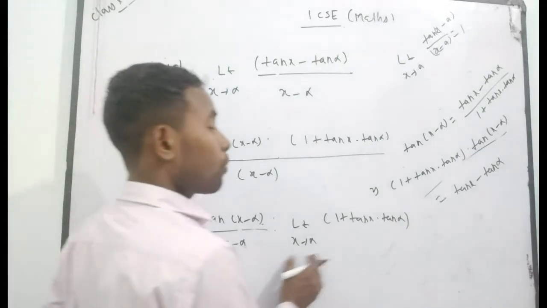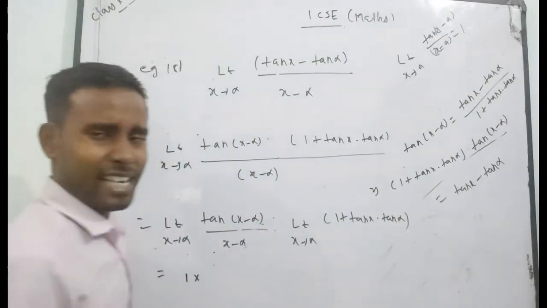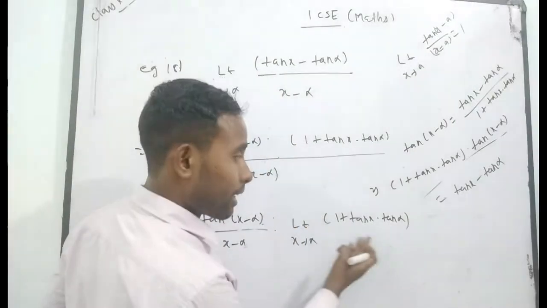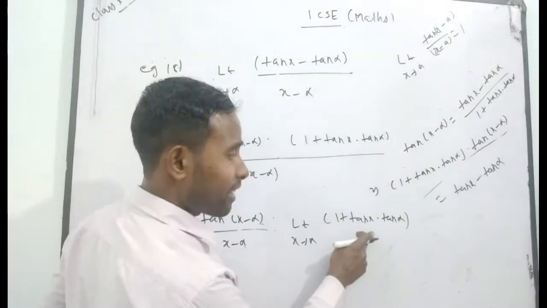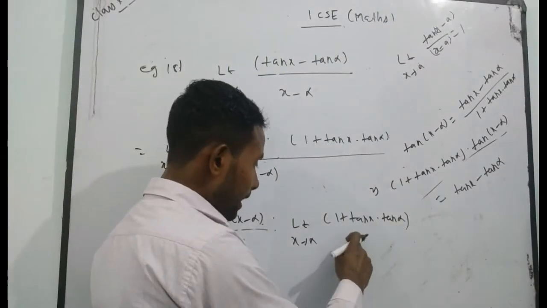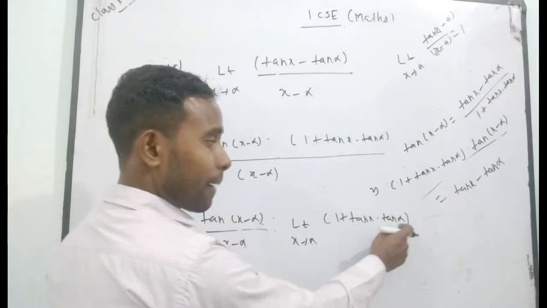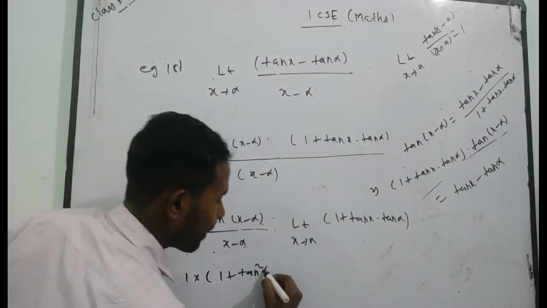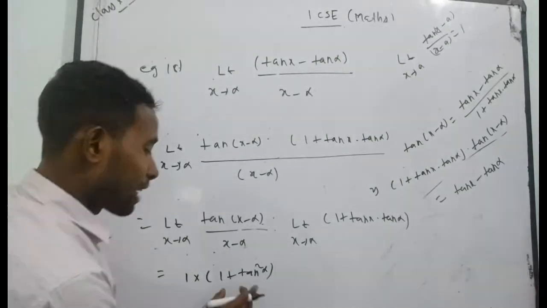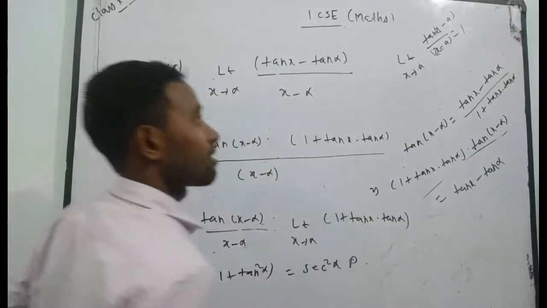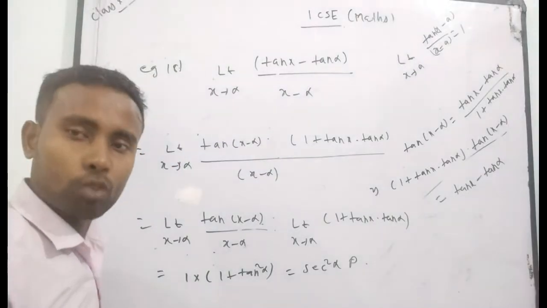Now I want to put directly x is equal to alpha in this expression. What would happen if you put x is equal to alpha? If you put x is equal to alpha in this expression, it becomes 1 plus tan alpha into tan alpha. As you know that 1 plus tan alpha into tan alpha is equal to 1 plus tan square alpha, and 1 plus tan square alpha is equal to what? sec square alpha, which is your required answer. This is the way by which you can solve this problem.